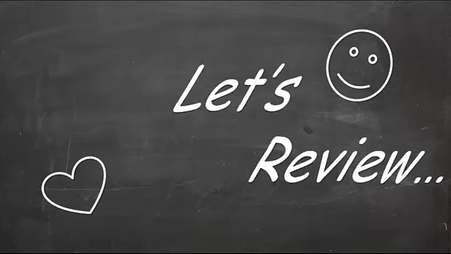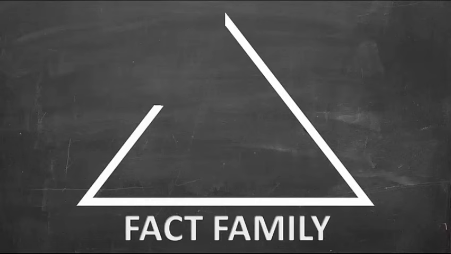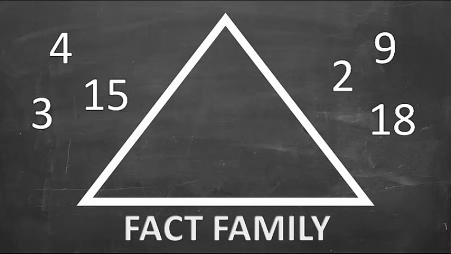Okay, now let's review. We're going to choose a fact family from 2 sets of numbers. One set is indeed a fact family, a group of numbers that can be arranged to make several multiplication and division sentences. The other set is simply a group of random numbers. I want you to pick the fact family from the 2 options. Here we go. Our first set of numbers, 3, 4, 15. And our second set of numbers, 2, 9, 18. Which set of numbers is a fact family?